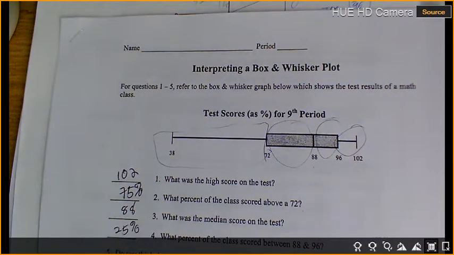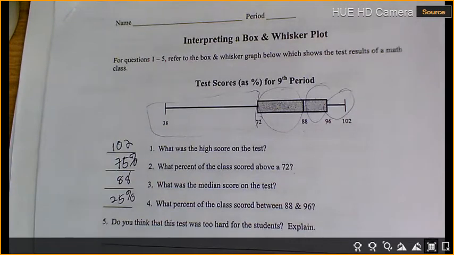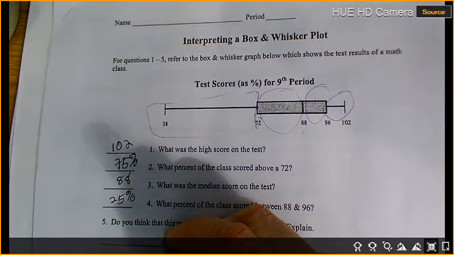Okay. Do you think that the test was too hard for the students? Yeah. Why? Yeah. Half of them failed it. What do you think failing grade is? A quarter of them failed it. So that's what you can say. You can say it's too hard.